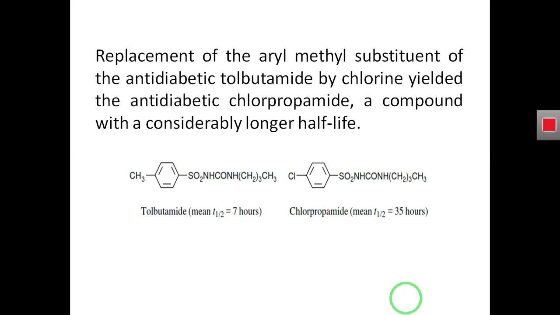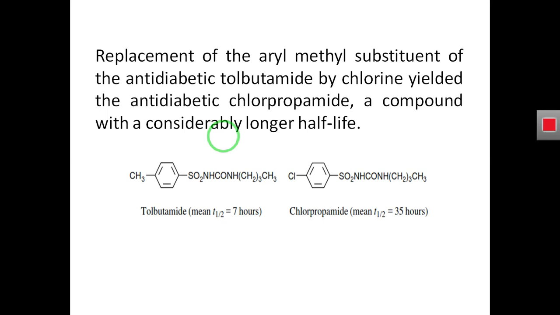What is the example? The example is the conversion of tolbutamide. What we do here is replace the aryl methyl substituent of the anti-diabetic tolbutamide with chlorine. So what will happen is that it will give the anti-diabetic chlorpropamide, a compound with a considerably longer half-life.